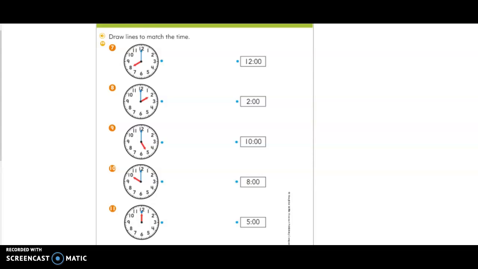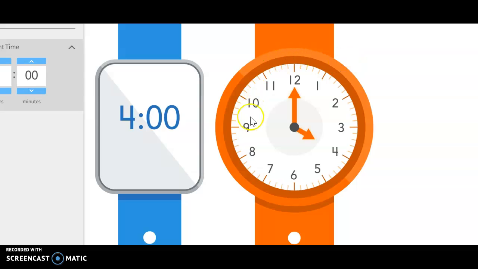Now on the back side, we're going to be drawing lines to match up to the time. We also have some digital clocks here on the side. I just want to show you that this is like your analog clock, and this is your digital clock. Your digital clock shows the numbers with the colon in the middle, and it separates the hour number from the minutes. Right now both of these clocks are showing 4 o'clock.